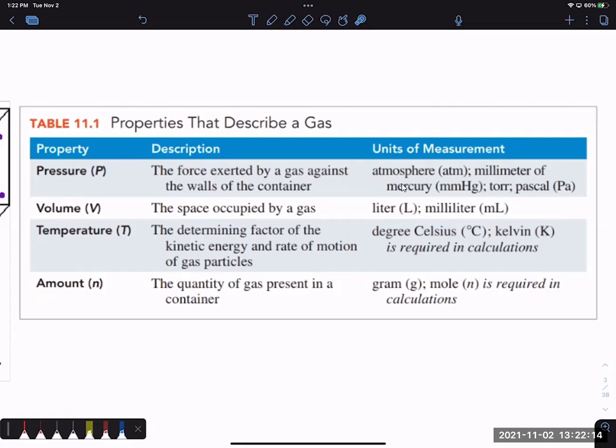you might get a question, at least in the homework, about the grams and then having to convert from grams to moles of a gas. The calculations we're going to do are going to use moles. And that's the quantity of gas present in a container. So if you add more moles to a container that's a fixed size, you're going to have more pressure because you have more particles impacting the walls.